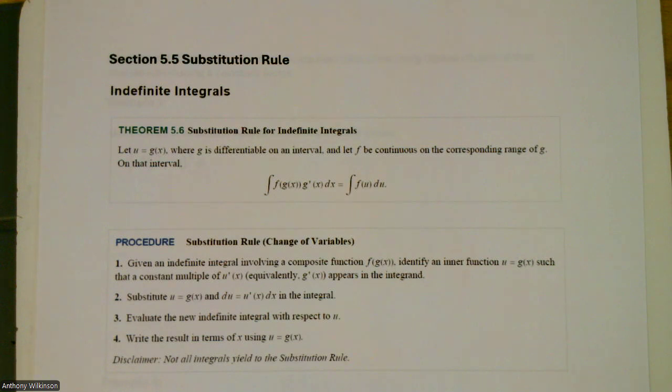All right, so here you want to pick the one where you can find what the derivative of that function would be, and hopefully it would appear in the integrand. Then number two, you're going to substitute u equal g of x and du equaling to u prime times dx in the integral. Then number three, you're going to evaluate the new indefinite integral with respect to u, and then finally write the result in terms of x using u equal g of x. That would be your procedure for using the substitution rule, or what they call change of variables.